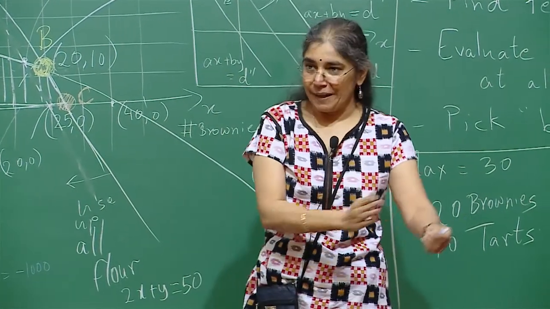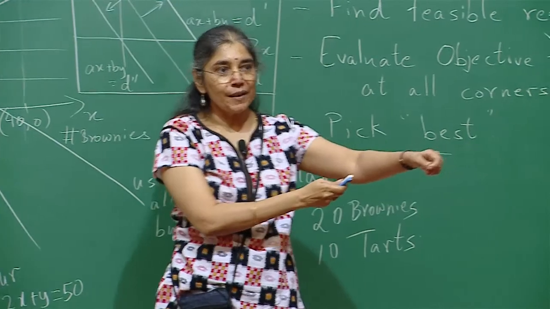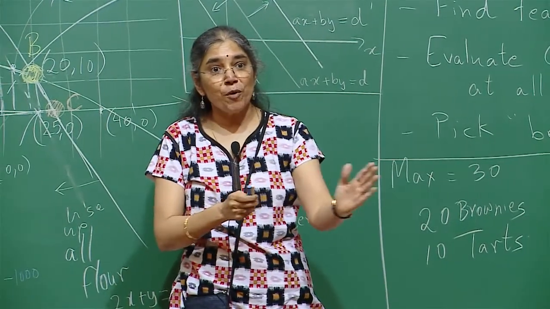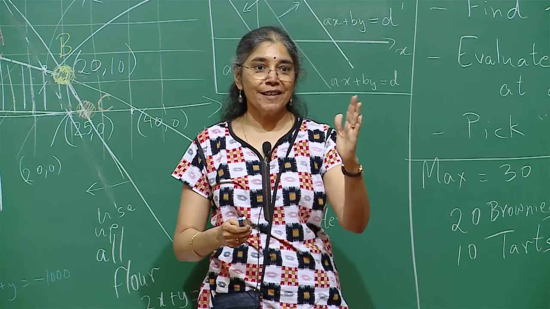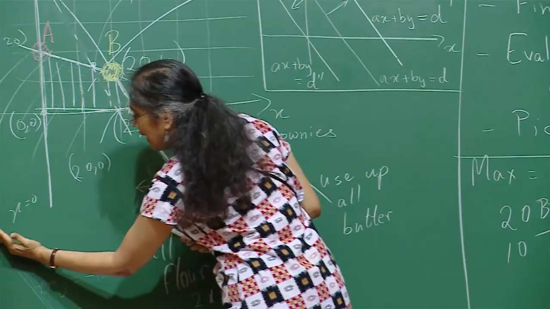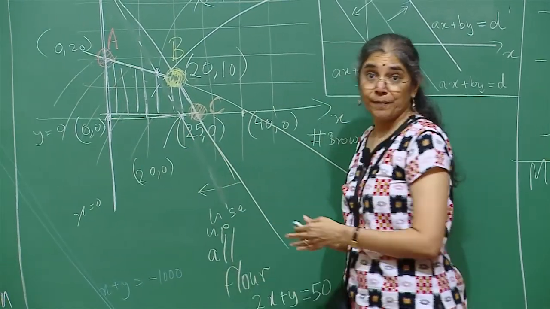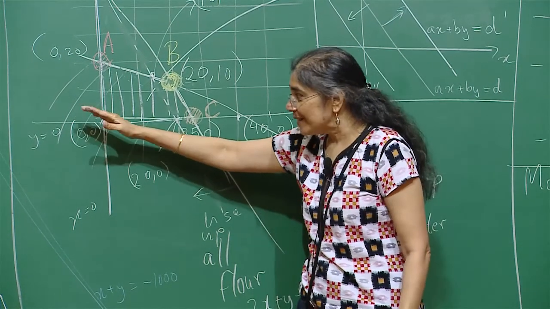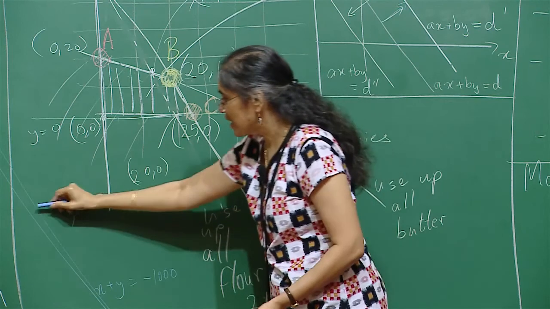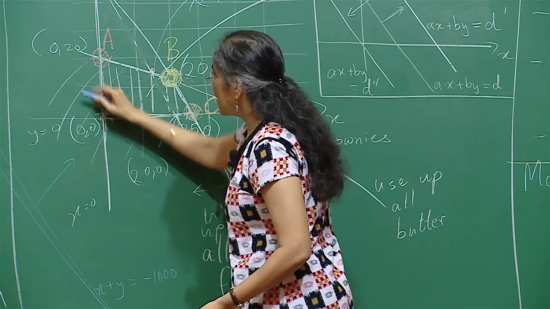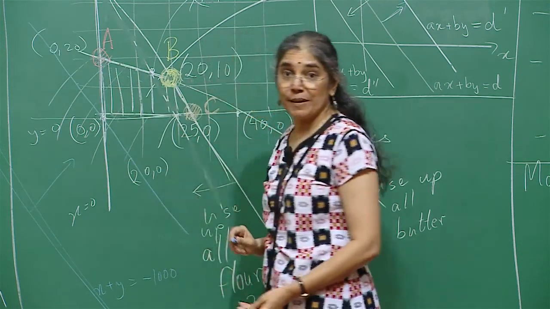So, I sweep the plane. It is like saying you take a ruler and you move it across the page, but while you move it across the page, make sure that the ruler does not rotate. Maintain its slope. So, take this line and move it parallel to itself. At some point, it will first touch the feasible region. Right? So, right now it is not touching the feasible region at all. As you move it, at some point it will first touch the feasible region.